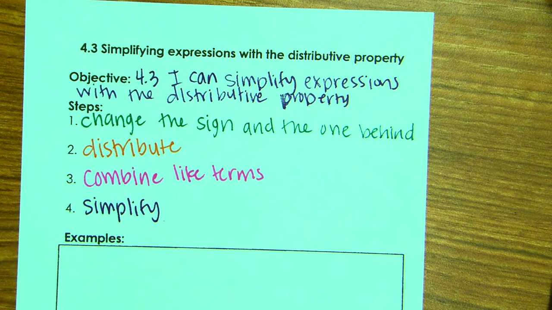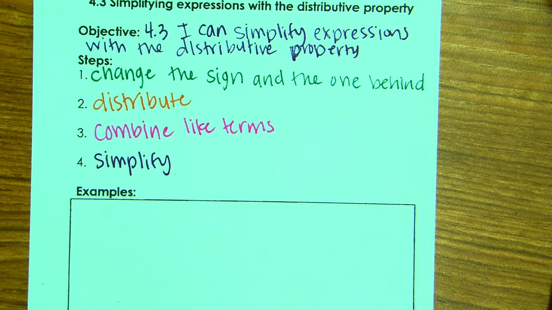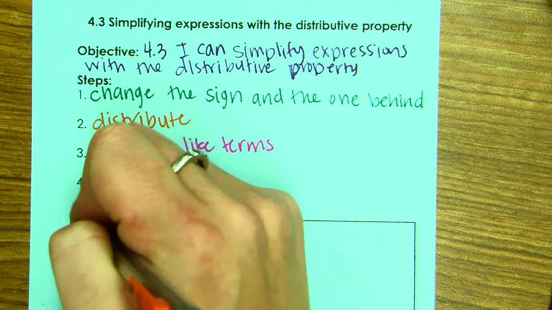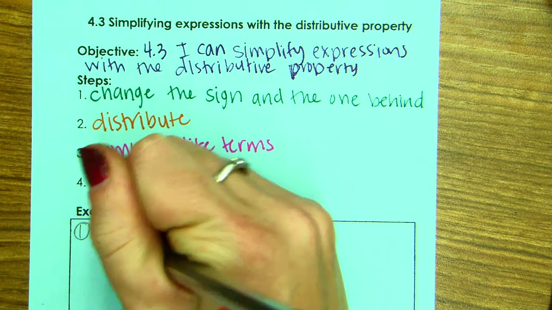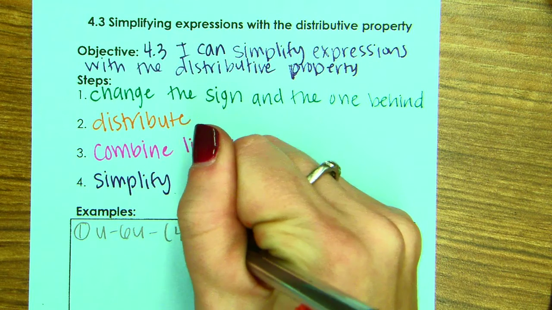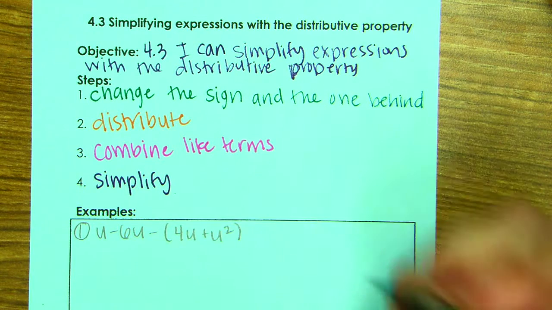And we're only going to do 3 problems together. Make sure when you copy down the examples, though, we copy down the problem and all of our steps in the work, so that when we're using our notes later, we have all of the steps right there in front of us. So the first example is going to be u minus 6u minus 4u plus u squared.